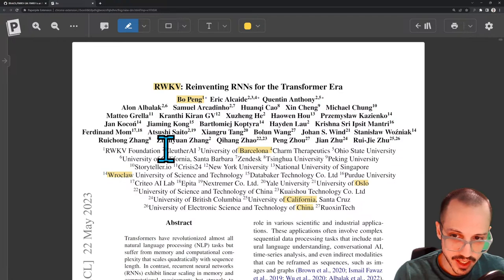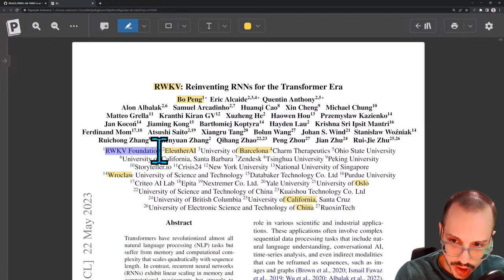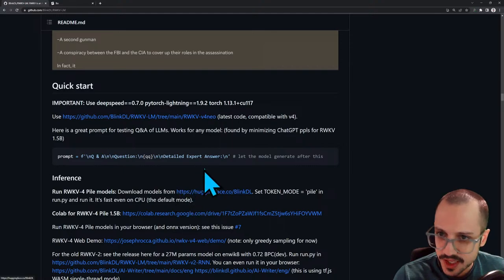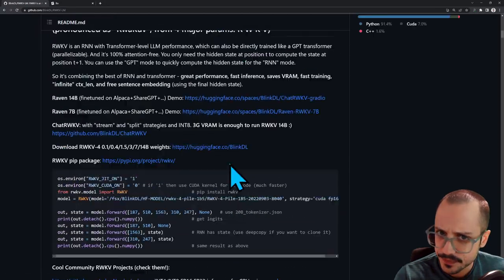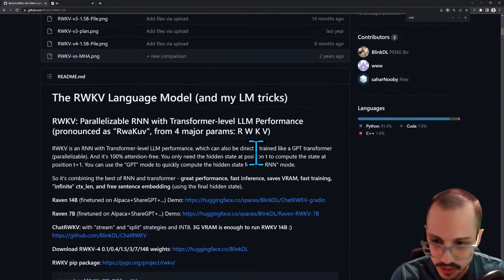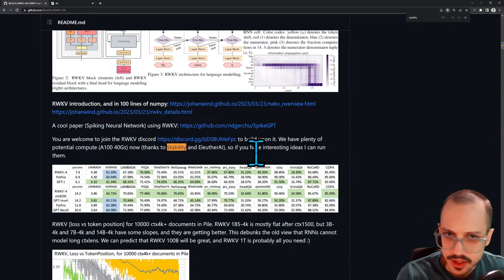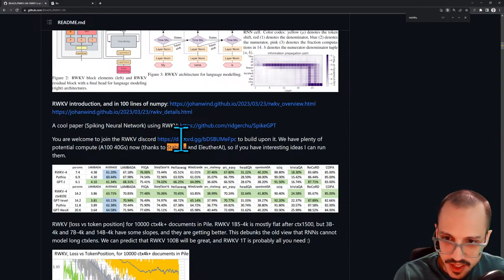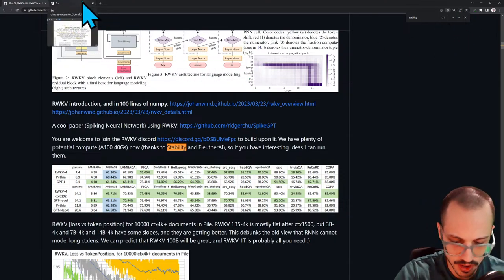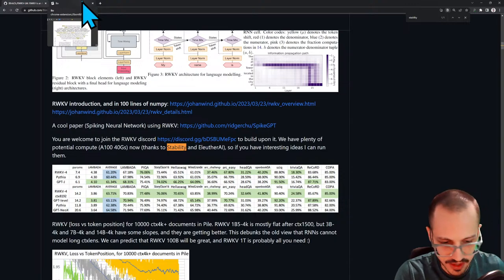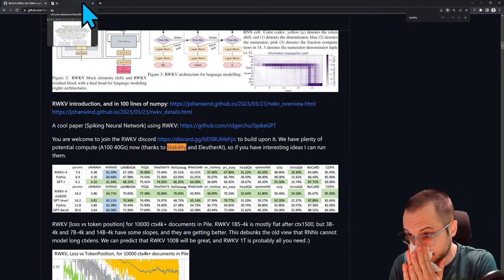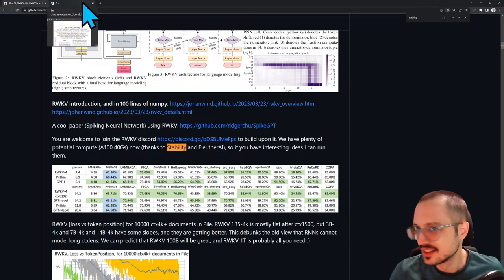You have a bunch of different companies. You have Eleuther AI, which is a staple of the open source AI community. And all of this work, RWKV, is part of the RWKV Foundation, which I think is basically a group that gets sponsored by Eleuther and Stability AI. Somewhere up here they say it: yeah, we have plenty of potential compute thanks to Stability and Eleuther AI. So they're basically getting funded by Stable Diffusion and Eleuther AI, which is originally Connor Leahy's company, but I think he actually left that, so I don't know who.